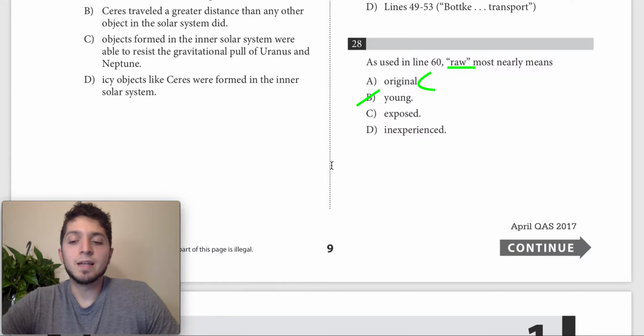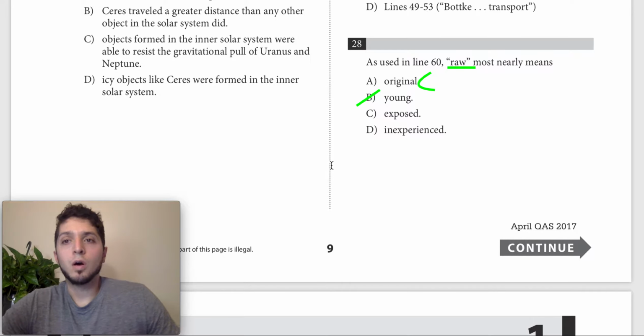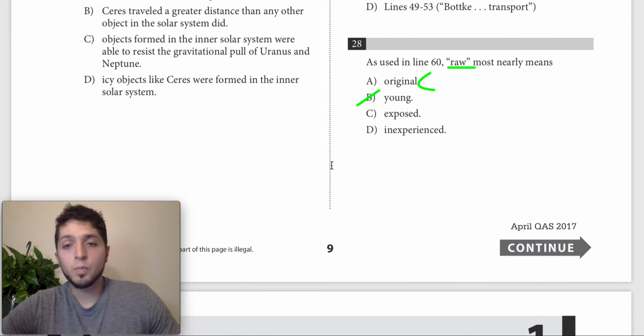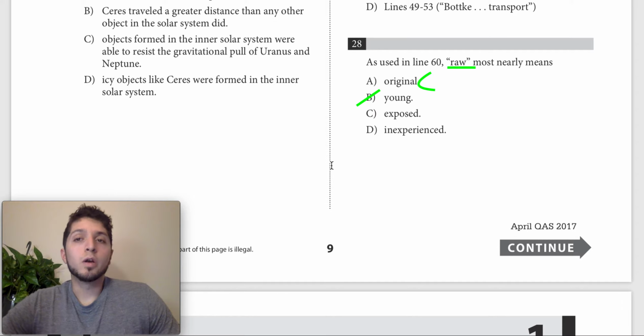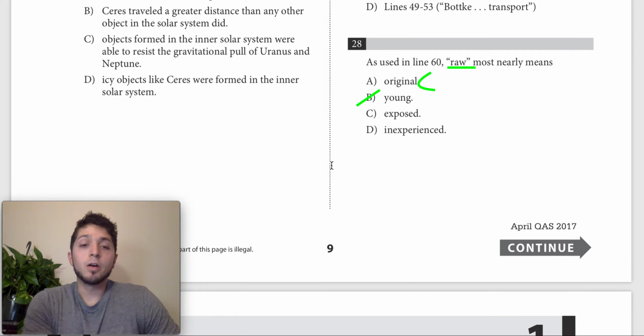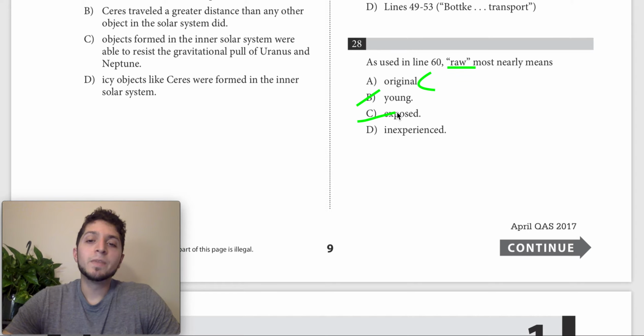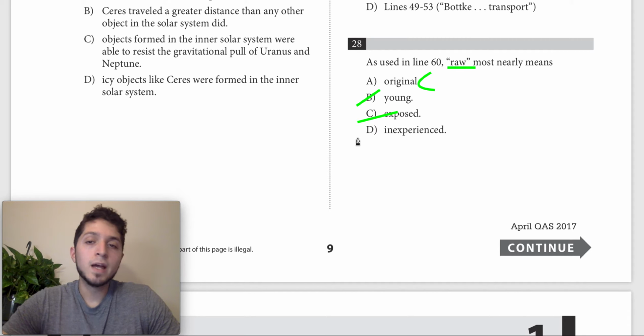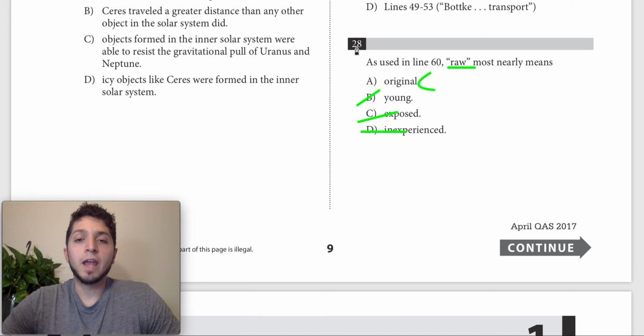Expose would be emphasizing the fact that the materials are exposed, they're vulnerable, they're open, they're not protected, they're not shielded by anything else. So we're not emphasizing the fact that these materials are exposed. We're emphasizing the fact that these materials are probably original or they're raw, they're the foundational materials that are available at the time, not that they're exposed. Inexperienced is a word that we would use to describe somebody or at least something living. It doesn't make sense to say the inexperienced materials, so we can eliminate D, which is going to leave us with answer choice A for our correct answer for question 28.